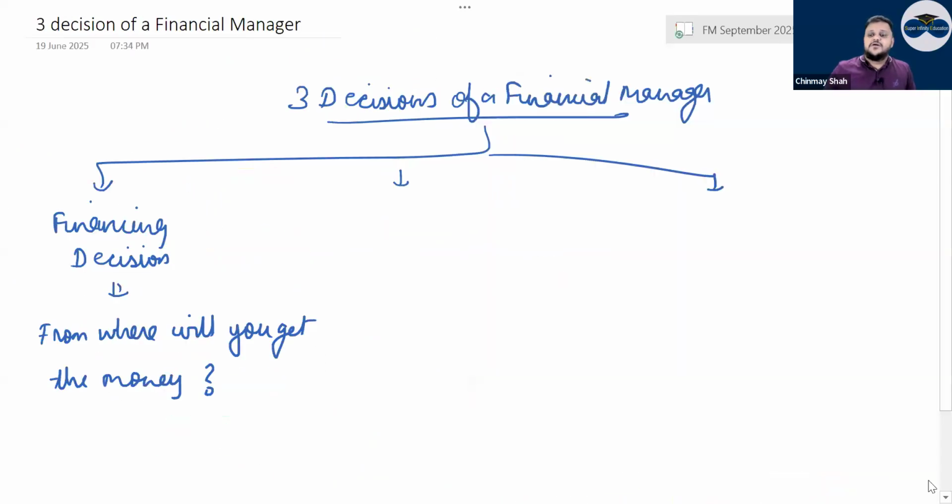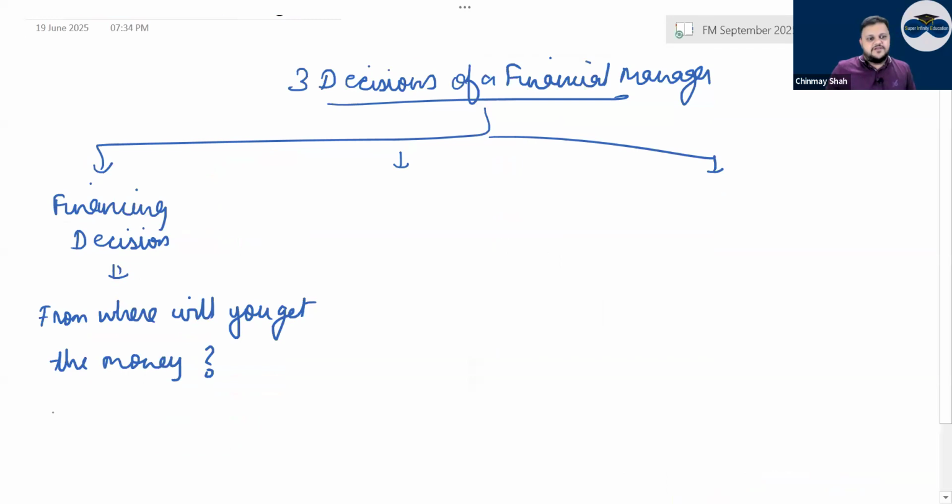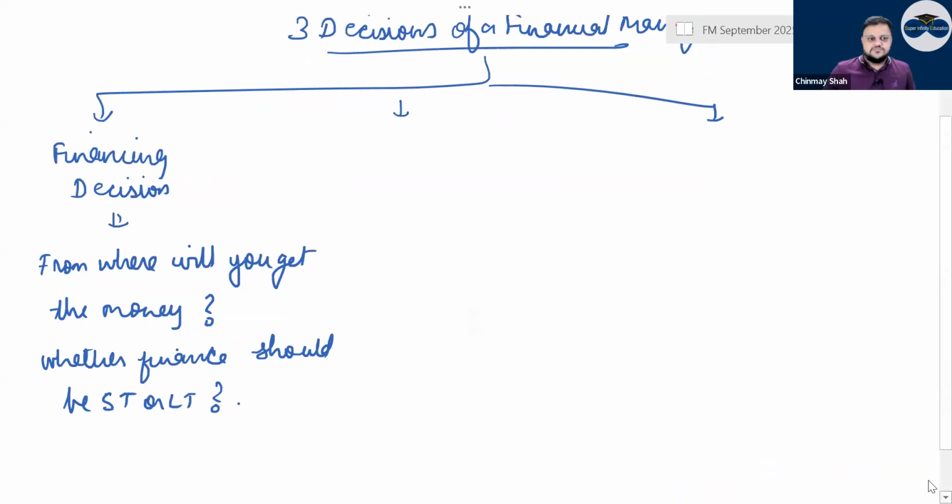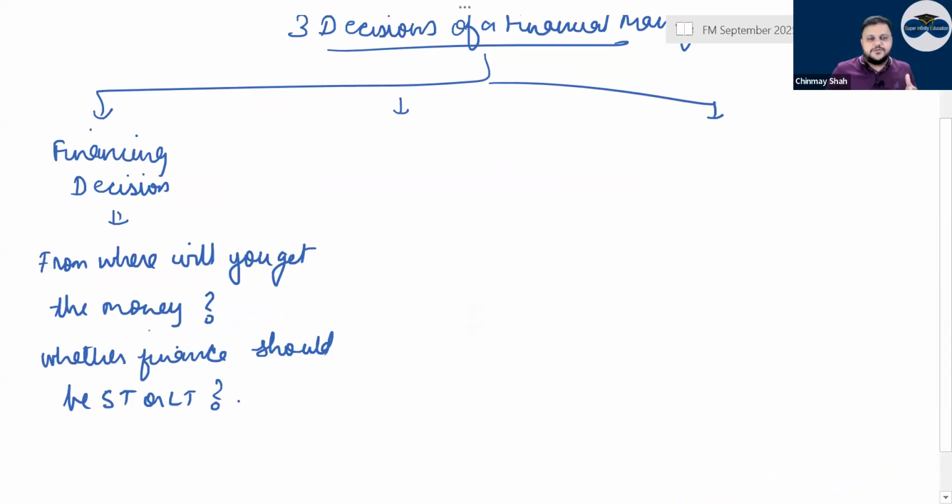So from where will you get the finance or money, right? And whether finance should be short-term or long-term. ST और LT लिख रहा हूँ. Correct? Obviously, from where will you get the money, right? And in that, how much money also is there? How much money? Either also how much short term, how much long term.